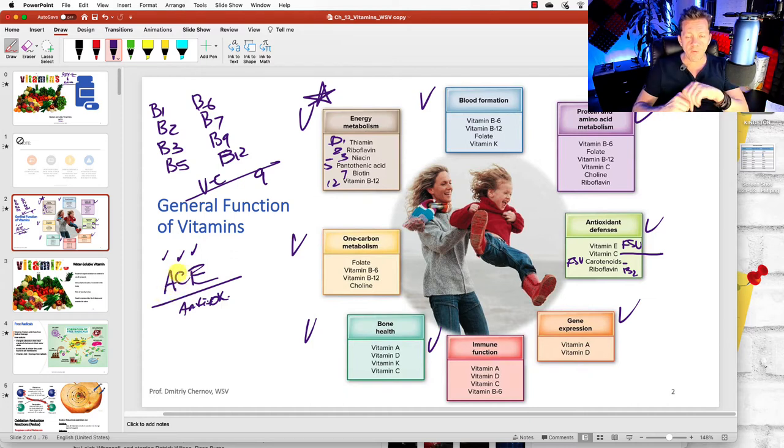ACE, right? You have a full house of aces when you're playing cards, so you can beat any other card with aces. So they are very important. Carotenoids are related to vitamin A. Obviously, vitamin B2 is also an antioxidant. However, for our class, let's only concentrate on these, because all other vitamins also participate, maybe not directly, but indirectly, in antioxidative properties.